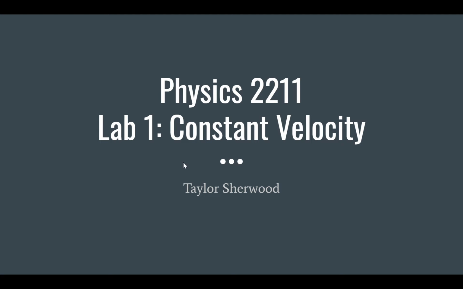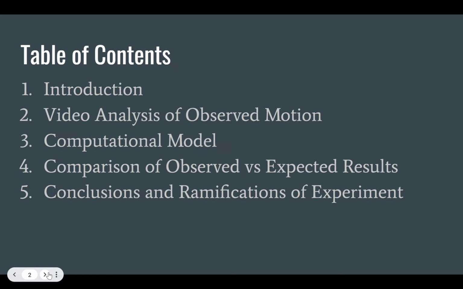Hi, this video is a presentation for Physics 2211, Lab 1 on constant velocity. In this video, I will introduce the experiment and explain some key terms and formulas helpful to understanding the physics behind the experiment, show my analysis of the physically observed motion, produce a complementing computational model, compare the results between the two processes, and conclude by discussing the ramifications of this experiment.